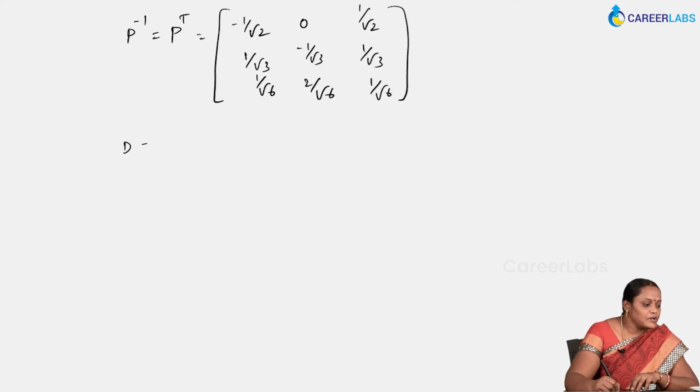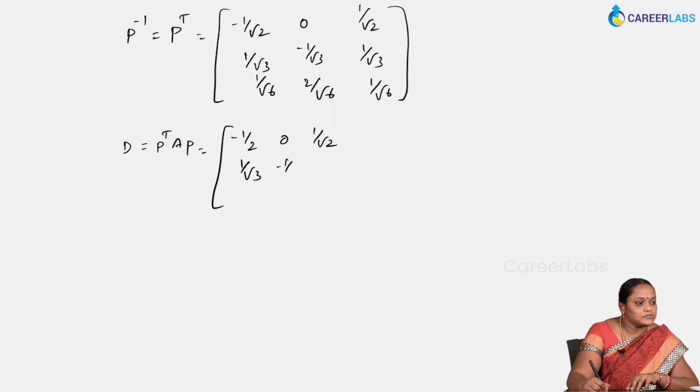And D is nothing but P transpose A into P. So what is P transpose? That is minus 1 by root 2, 0, 1 by root 2. Second row is 1 by root 3, minus 1 by root 3 and 1 by root 3. Third row is 1 by root 6, 2 by root 6 and 1 by root 6.